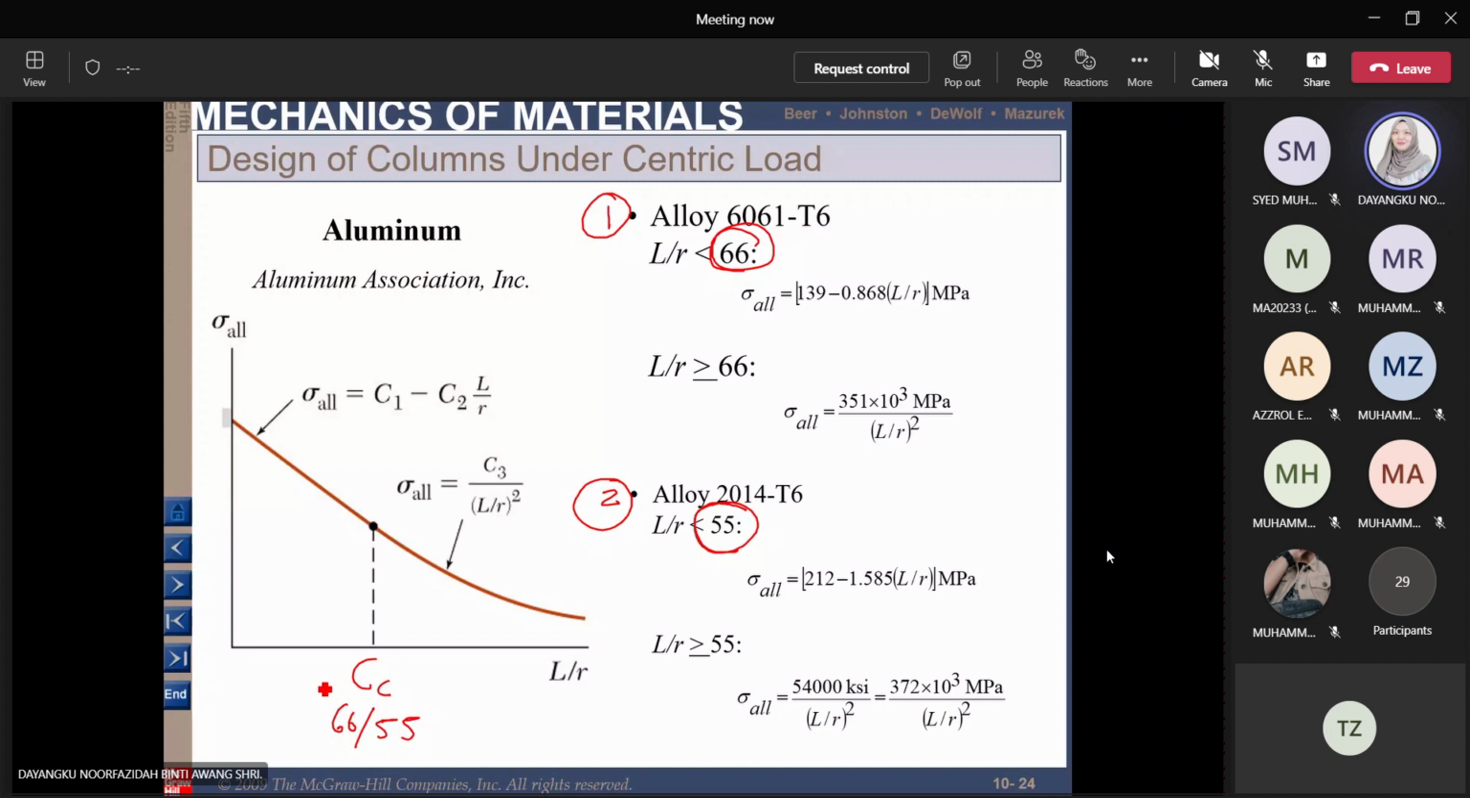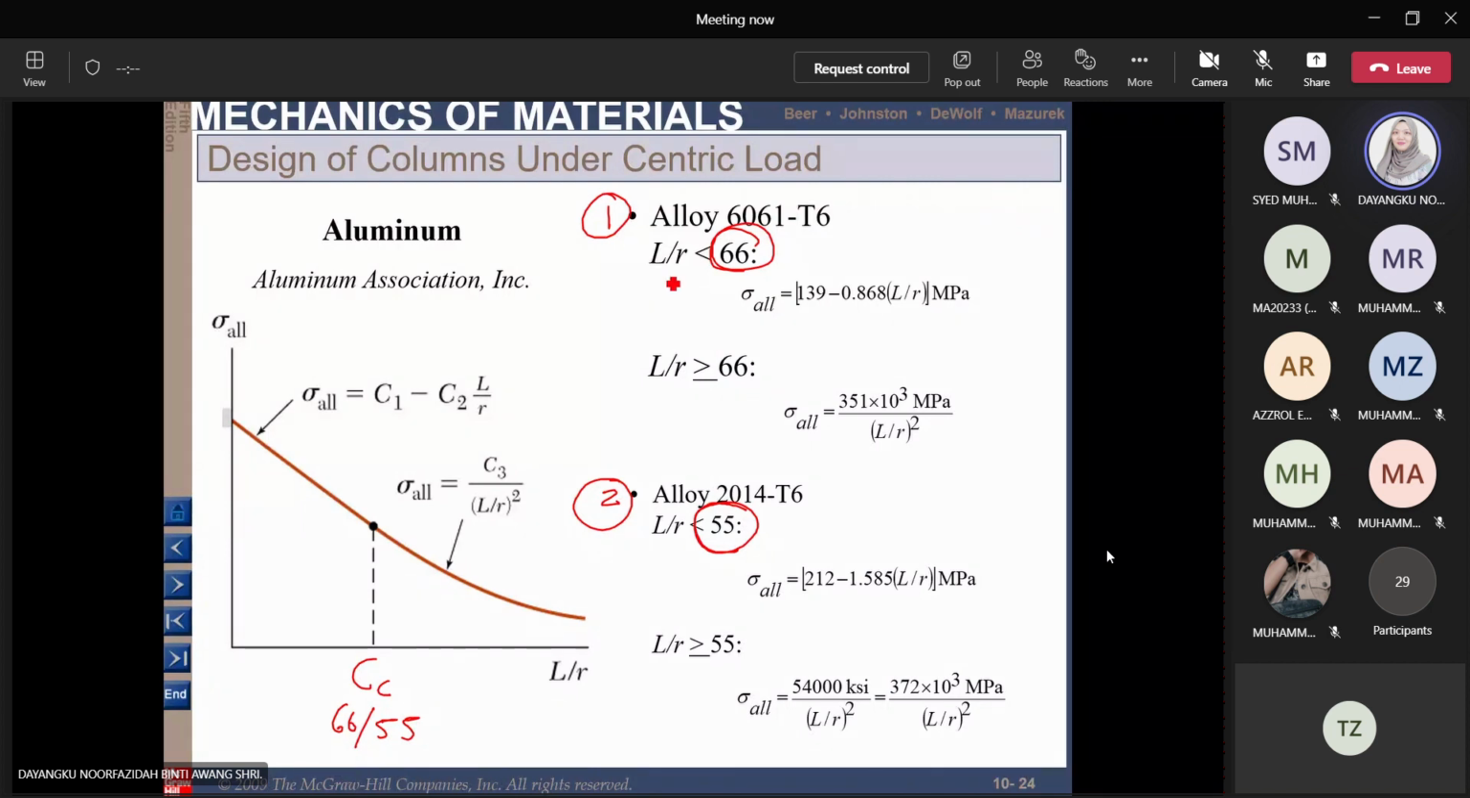Okay, and then if you already know the value of your L over r, you need to determine whether your L over r is in the AB portion or in the BC portion. With these two parts, if not, you need to calculate it based on the equation. You need to manipulate the equation so that you can get the value of your L over r.